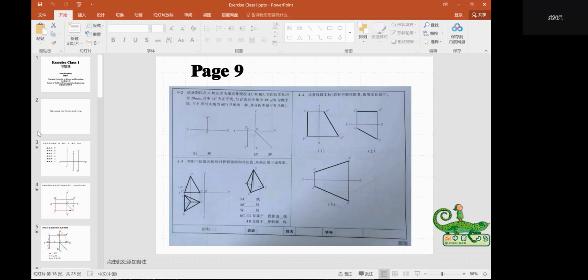So okay, today's class we finish it. Next time we will finish the plan, and we'll have another exercise class for you guys to talk about page 9 and page 10. So okay, today we leave some questions to you.